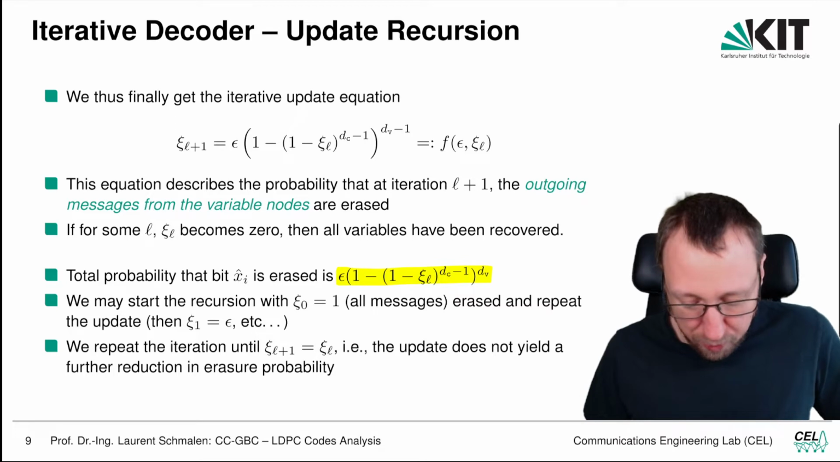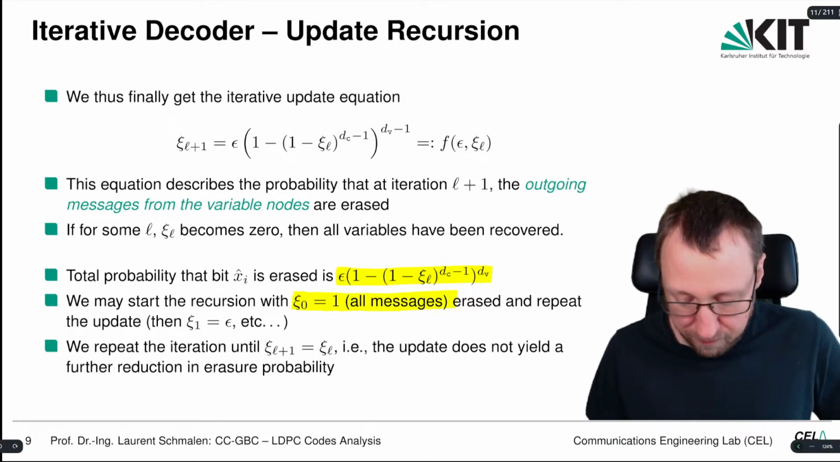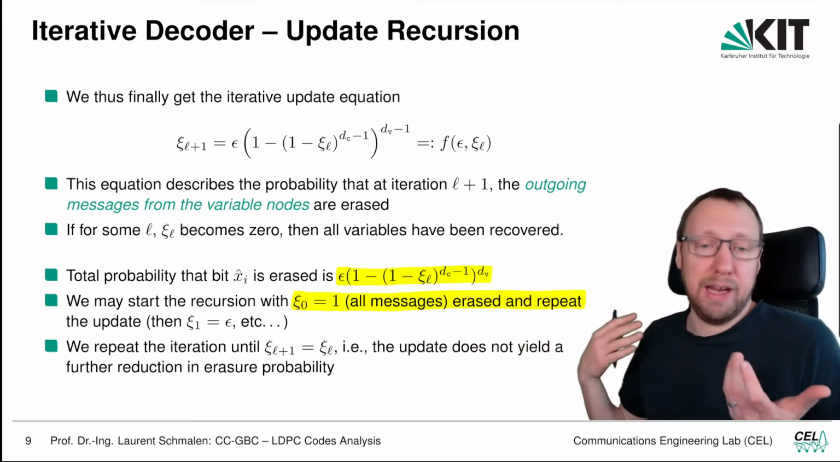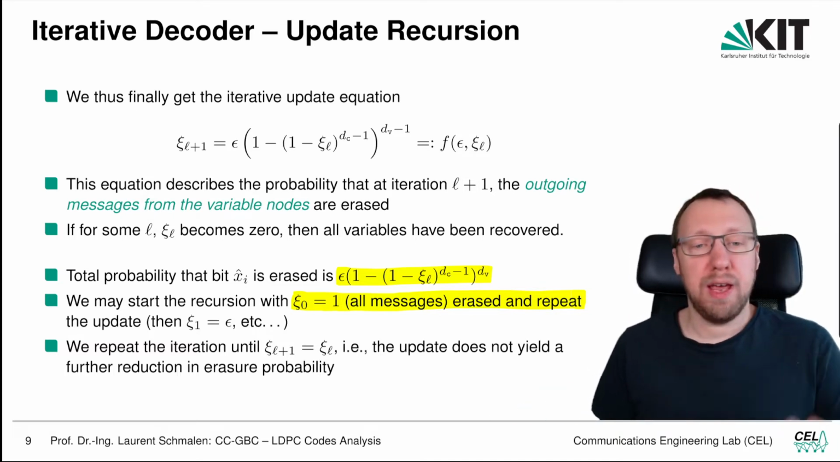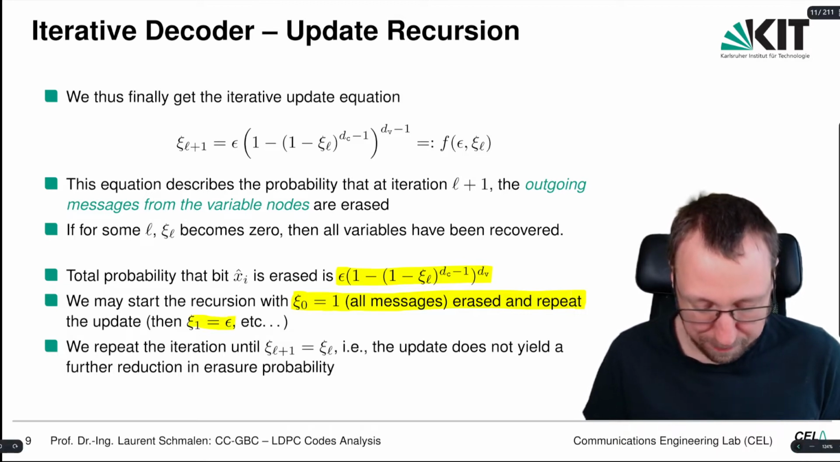So what we did before is we start the recursion with C0 equal to 1. So it means all the incoming messages from the check nodes are erased. Then we can repeat the update. So we get C1 equal to epsilon.